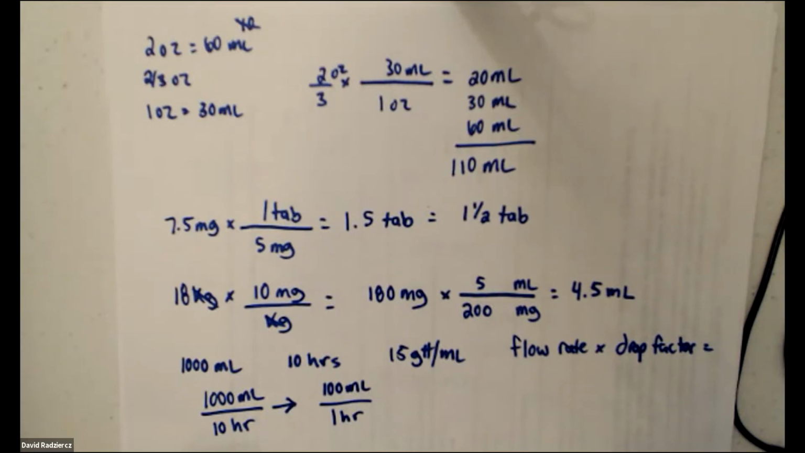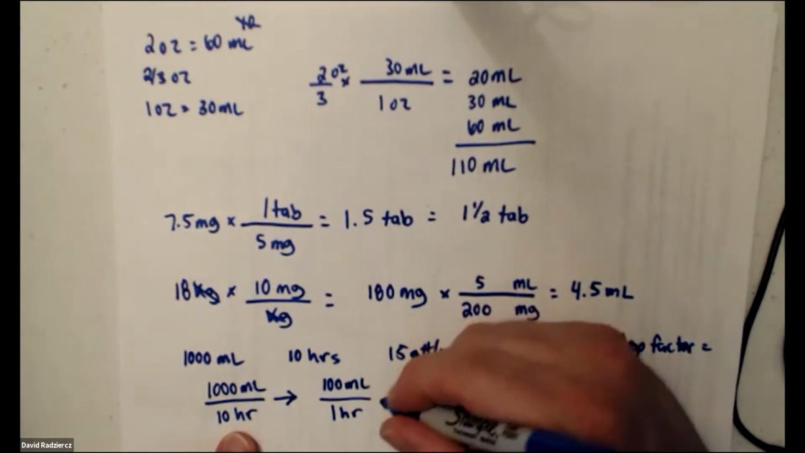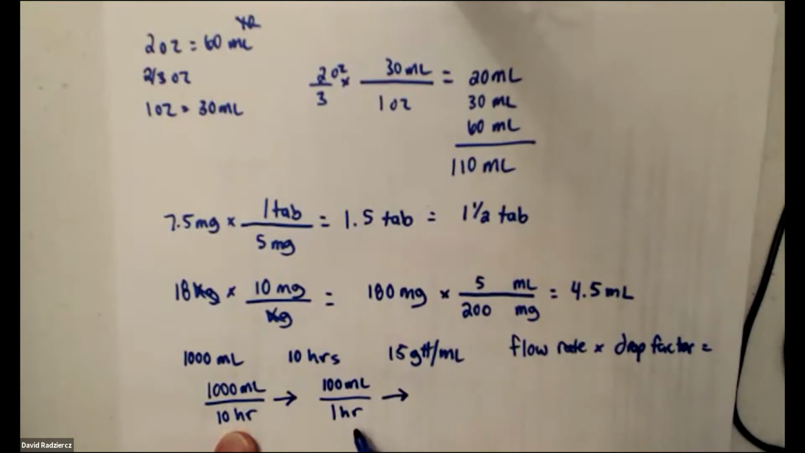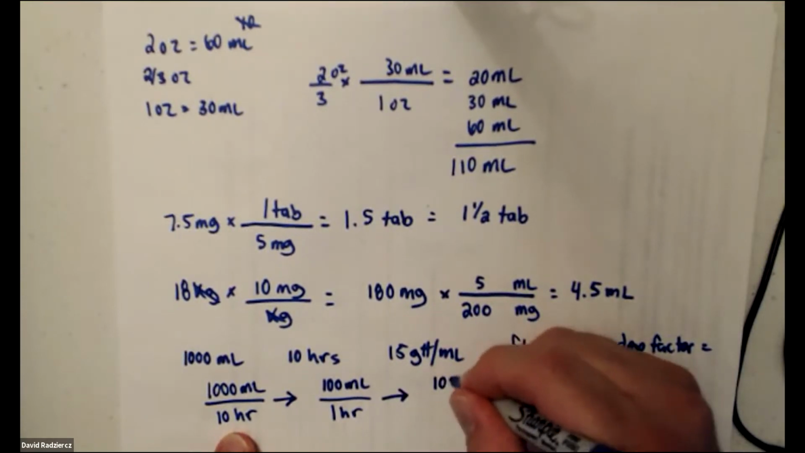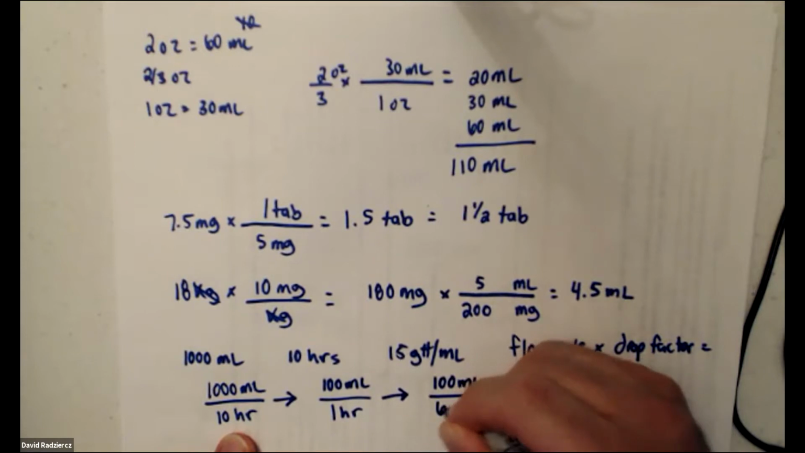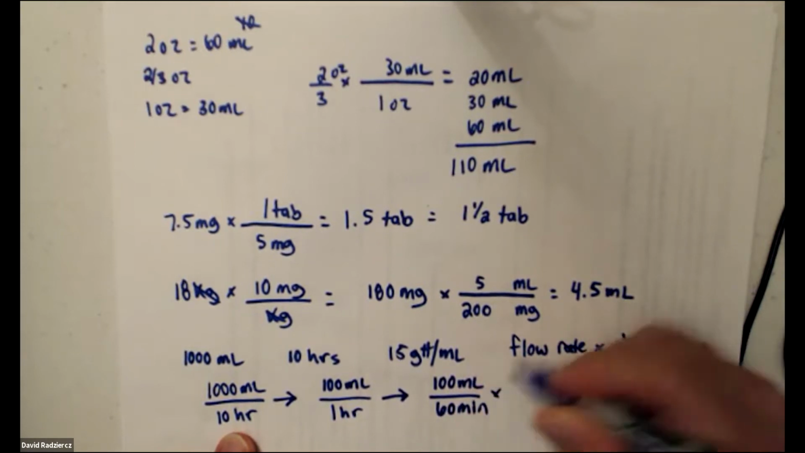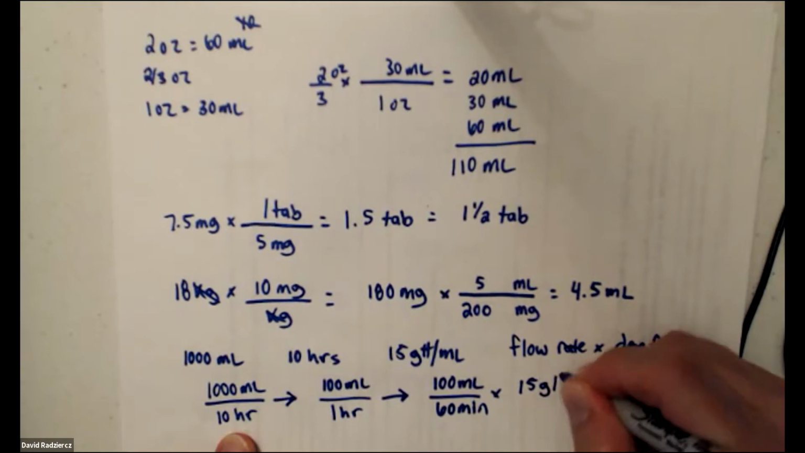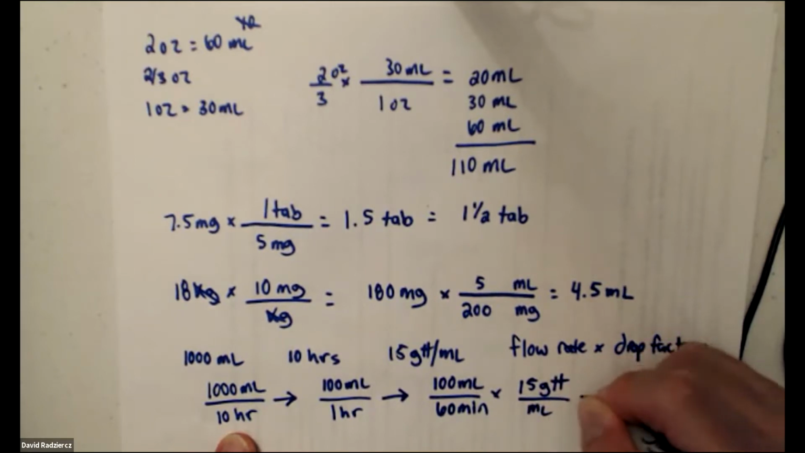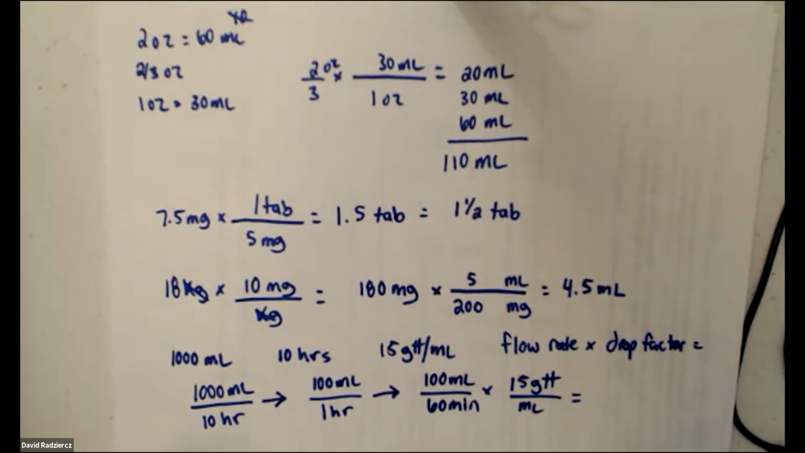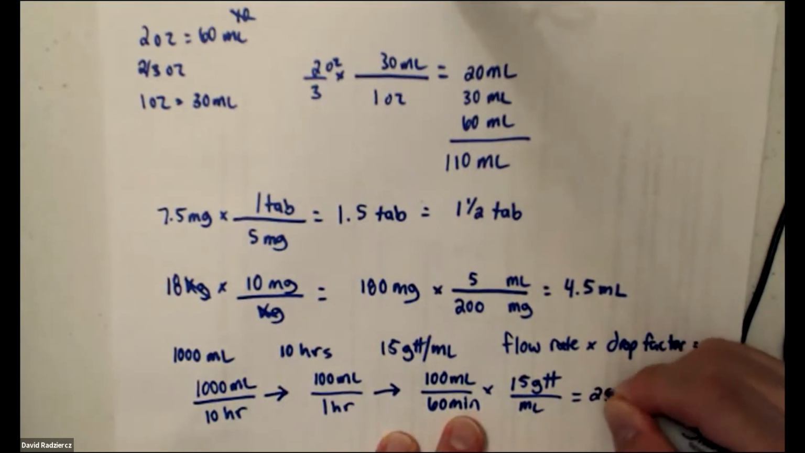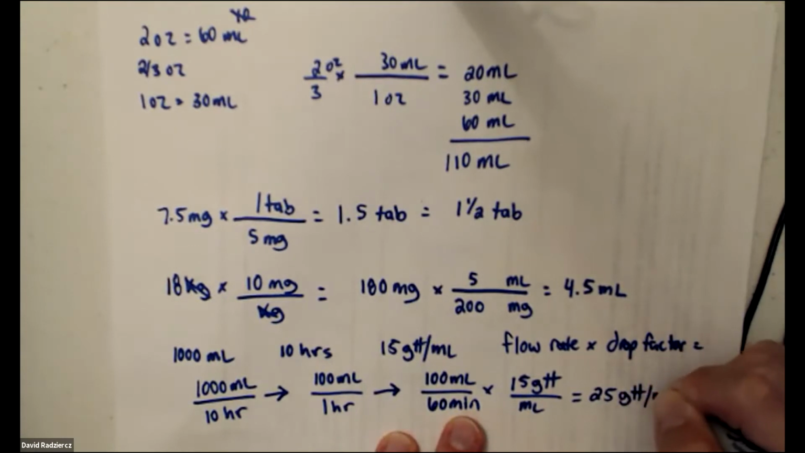And the drop factor, this question is asking for drop factor in drops per minute. So I'm going to do another conversion. 1 hour is what? 60 minutes, right? So 100 milliliters, 60 minutes. Now I'm going to multiply by my drop factor. Then I'm going to take 100 times 15 and divide that by 60, and I'm going to get 25 drops per minute.